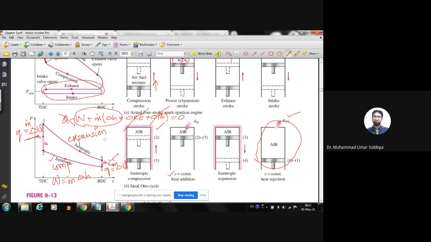So the formulation is very simple for the case of compression or expansion, and then for the case of heat addition as well as heat rejection. And these formulations come from your understanding and knowledge of chapter number 4 and chapter number 5, which you already covered before. Constant volume processes were in chapter number 4, and isentropic processes are in chapter number 5 that we studied.